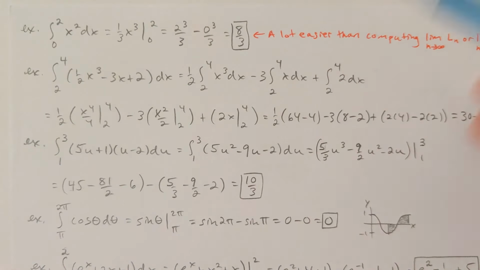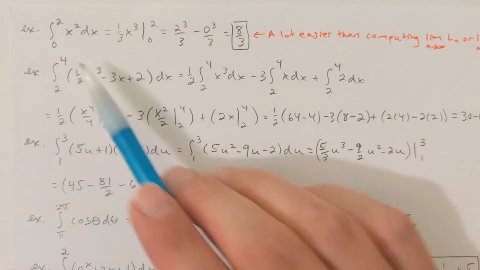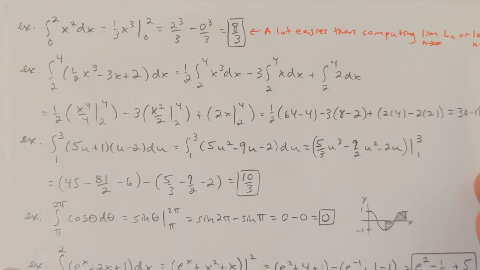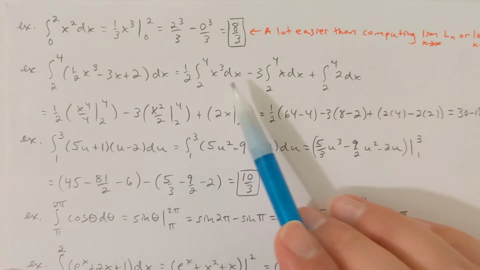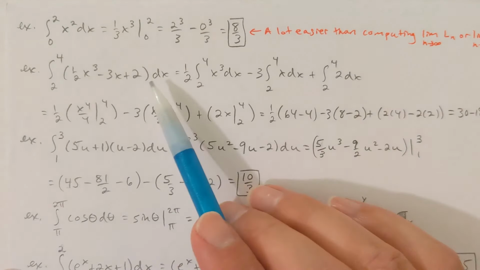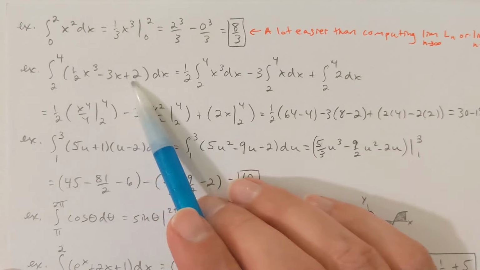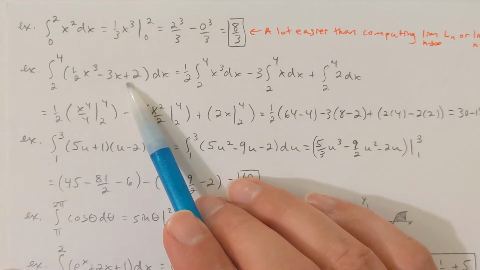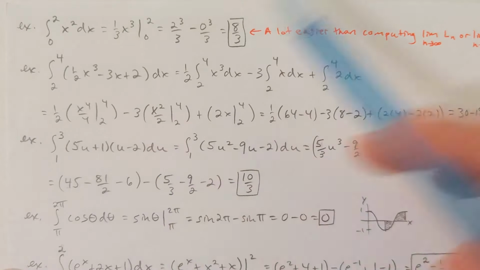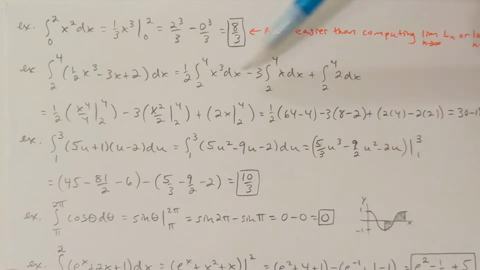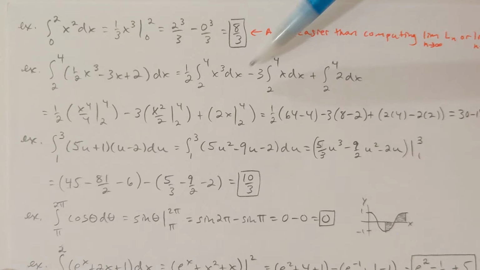Here's another example. How about if we want to integrate the function 1/2 x cubed minus 3x plus 2 going from 2 to 4? Well, you can split up an integral into several integrals and bring out the constants, as long as you're adding or subtracting. Never ever if you're multiplying or dividing though. So that's what I've done. I split this into 3 integrals and brought out the constants, and now I'm ready to get the antiderivatives.